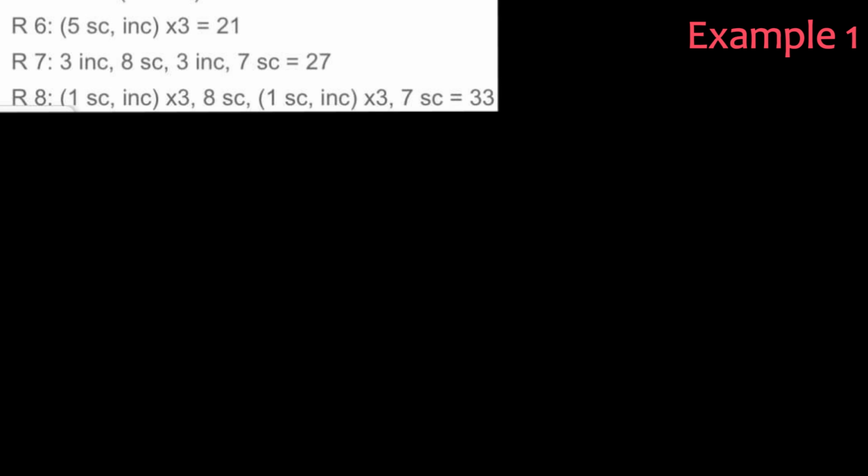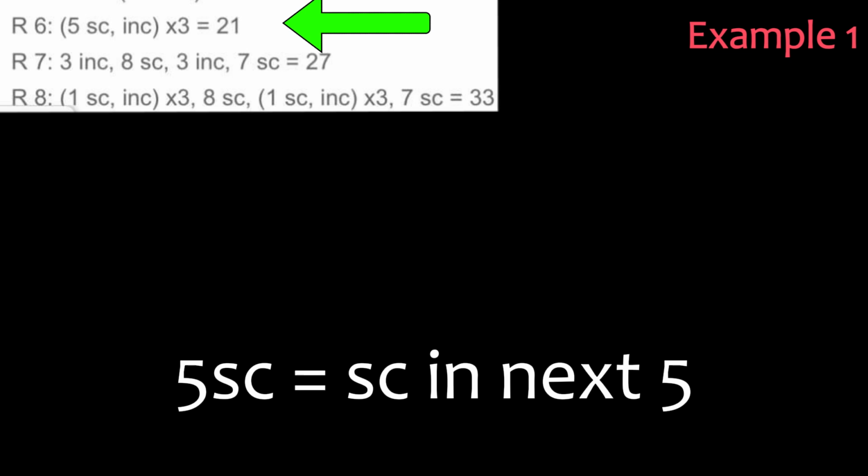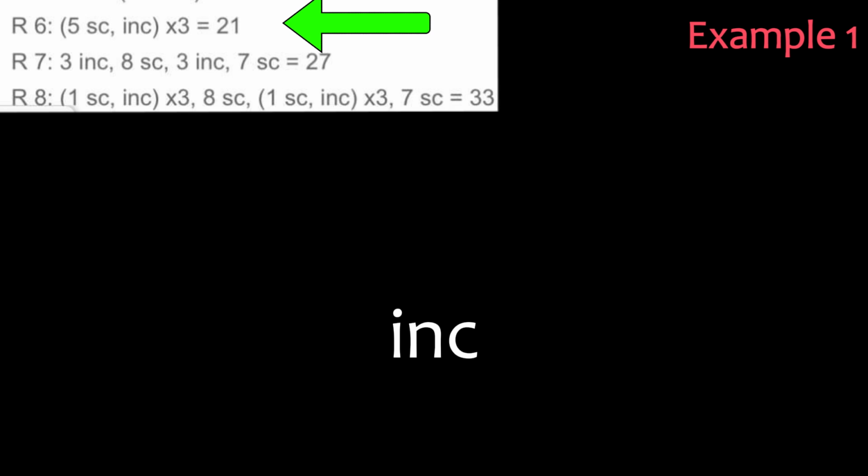So in this small example the person is slightly confused about row 7. You can see that they are using INC to indicate an increase as opposed to 2SC. We can assume it is single crochet as the other stitches are marked as so. So let's double check row 6 first before we tackle row 7. So 5 single crochets, we can assume they mean single crochet in the next 5 because we can see that they are using INC as their increase.